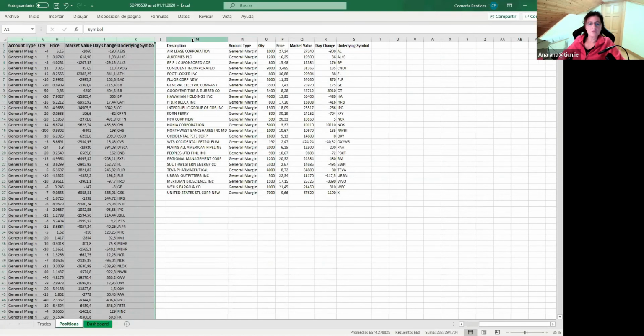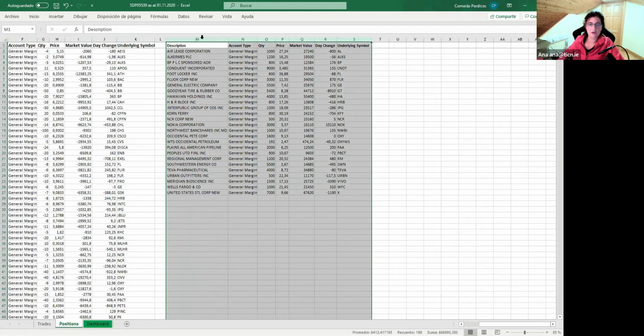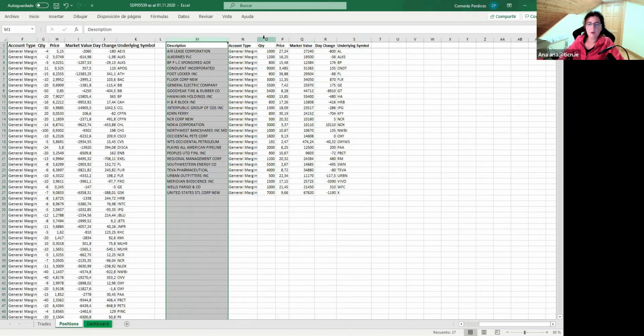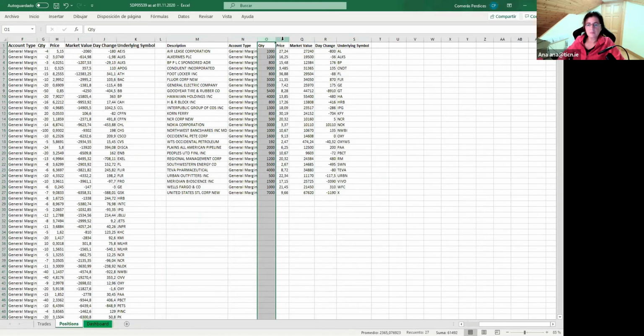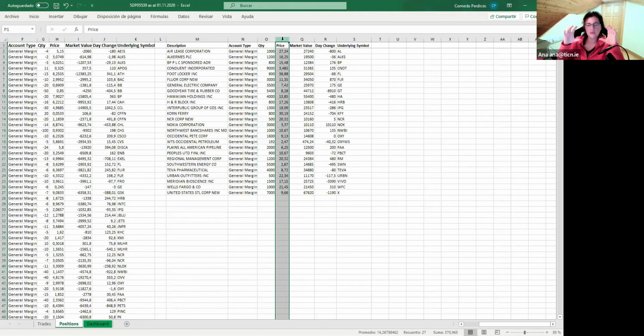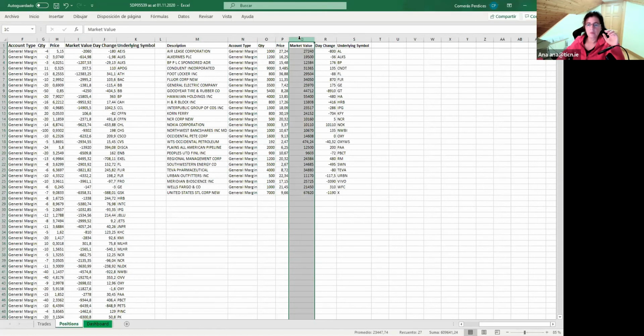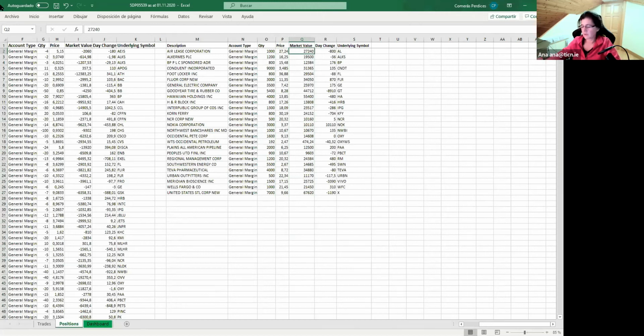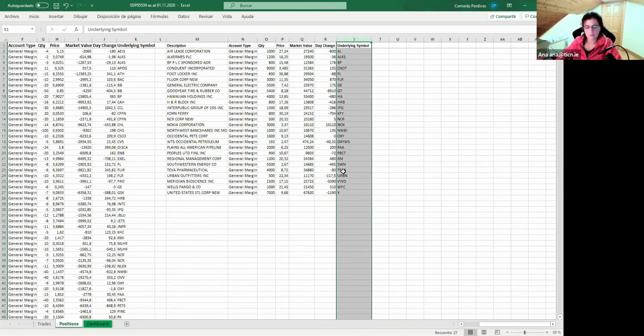Now on the right-hand side, we have the shares that we have. This is the name of the company, the quantity, number of shares, the price. Again, this is the photograph. This is the price of the shares at the moment that the photograph was taken, and what the market value of this is at the moment that the photograph was taken. How do you get this? Well, you don't get it because Apex gives it to you, but the market value is the number of shares times the price, and that's it. The date change, whatever. And the underlying symbol is the ticker symbol.